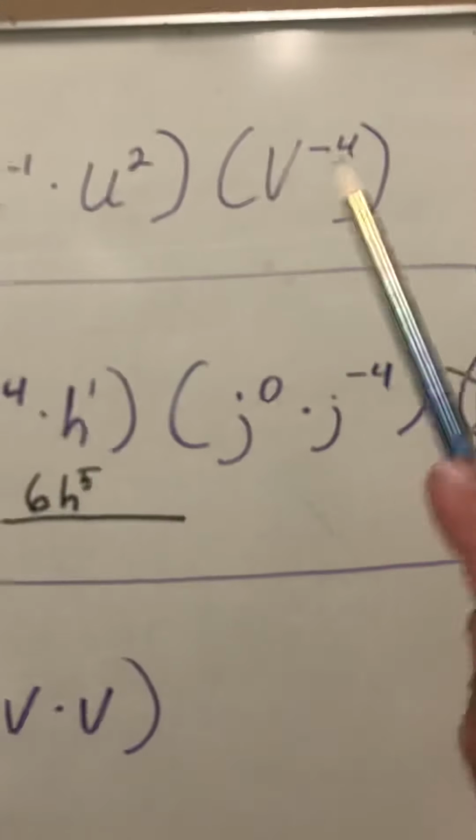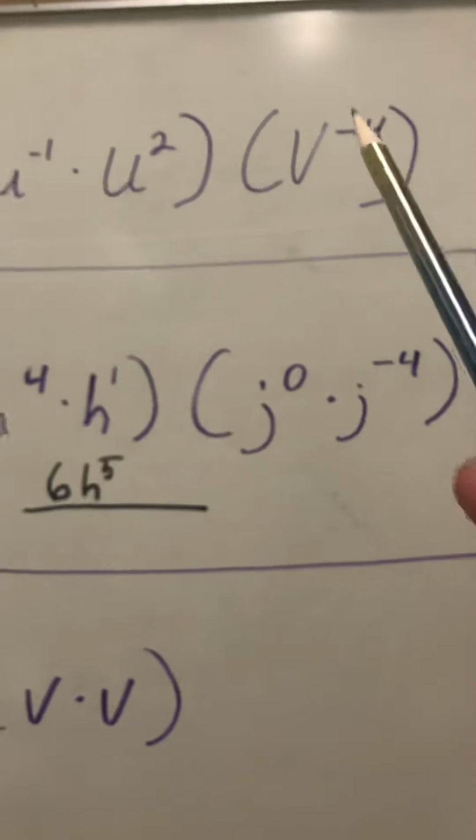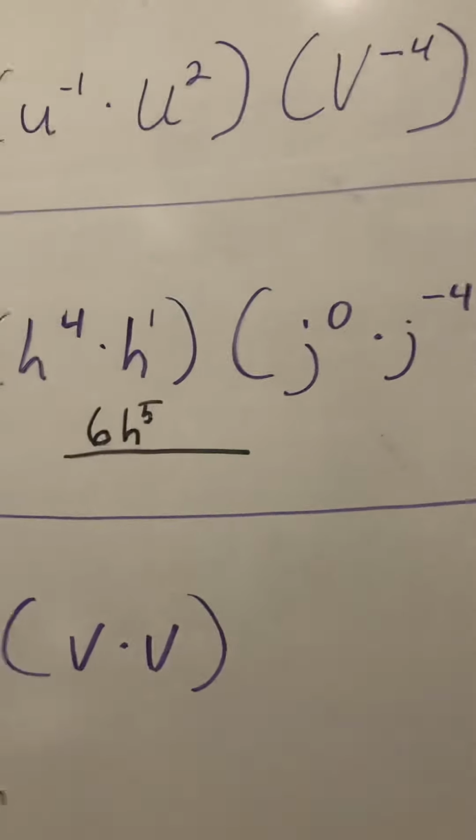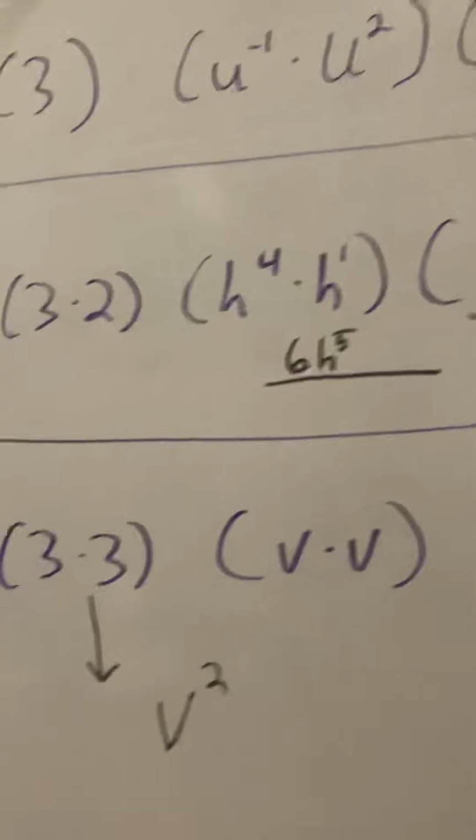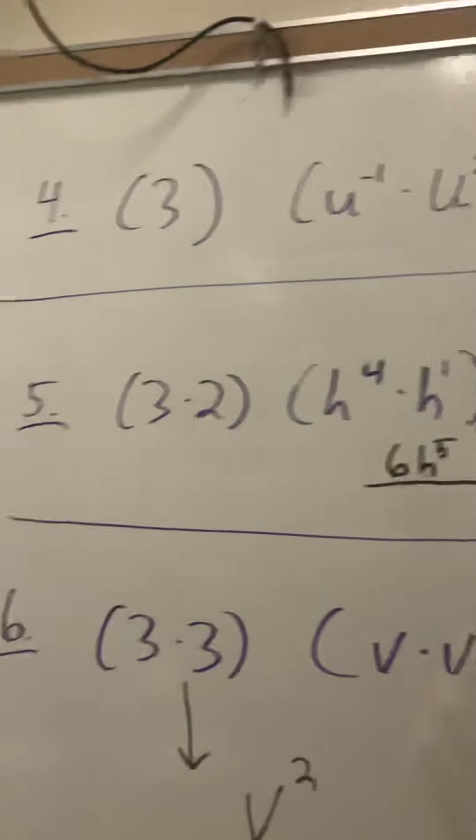And then I have just a v negative 4 by itself. So how do I get rid of that negative? What are you going to do with it? Okay. And so you'd have that fraction for number 4.